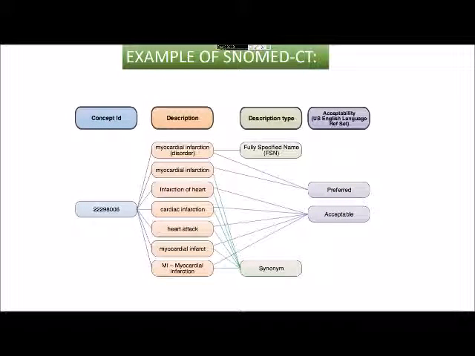This is an example of SNOMED-CT. There are three terms description types in SNOMED. Fully specified name, FSN, preferred, acceptable. Each concept has a designated full name and a preferred term. Synonymous terms are terms that describe the concepts.